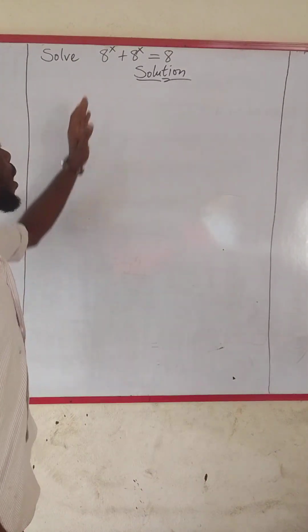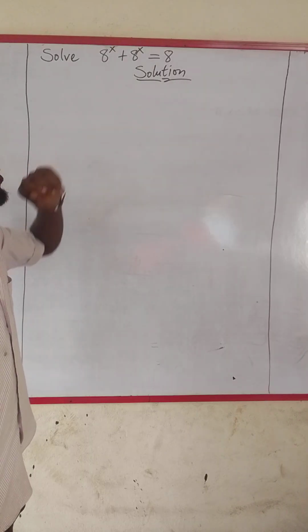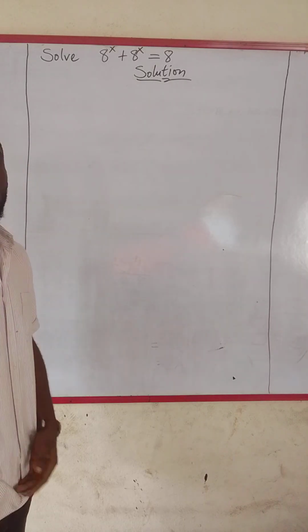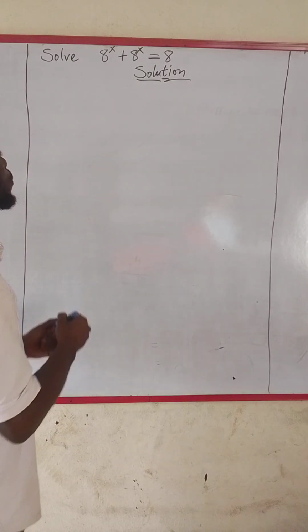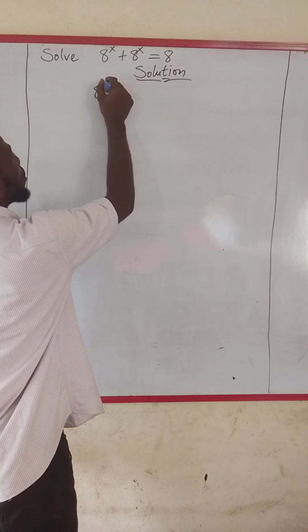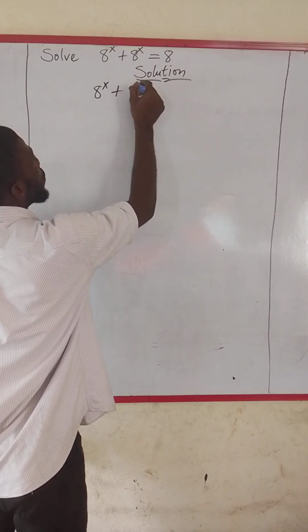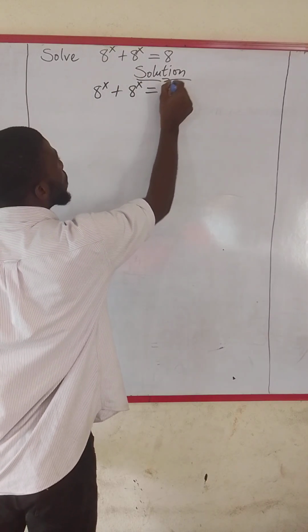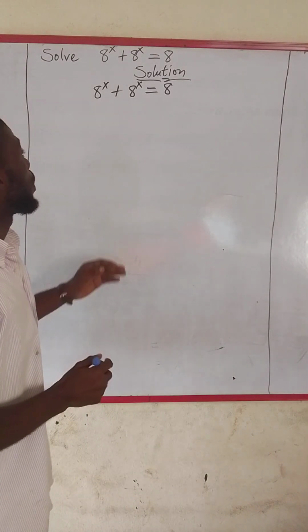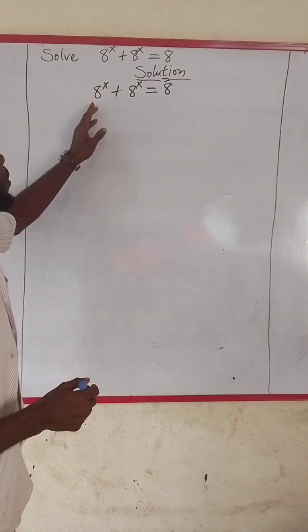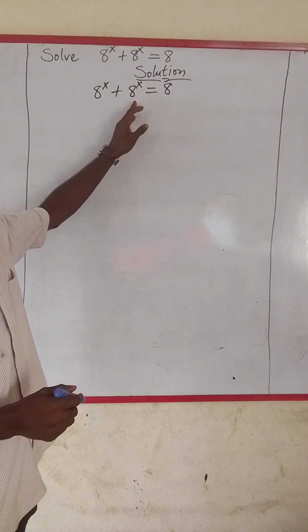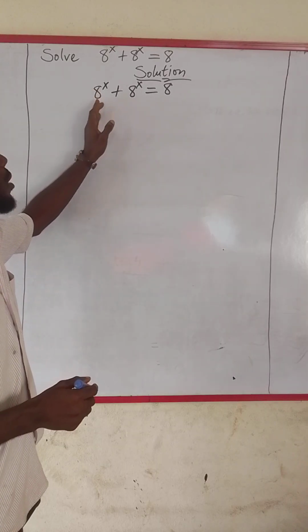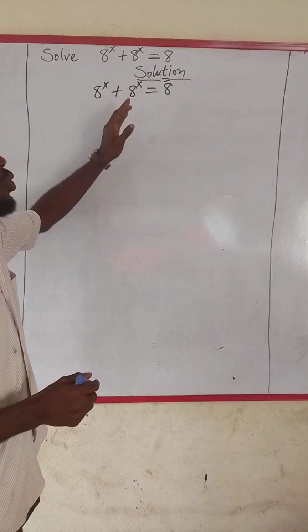Today we'll be solving an index equation that says 8 raised to power x plus 8 raised to power x is equal to what? 8. 8 raised to the power of x plus 8 raised to the power of x is equal to 8. If you look at this equation, we have 8 raised to the power of x plus 8 raised to the power of x, meaning that 8 raised to the power of x is common to the two terms.